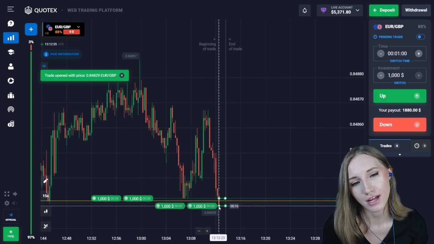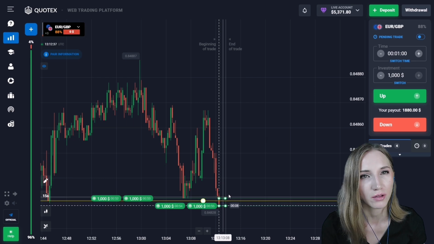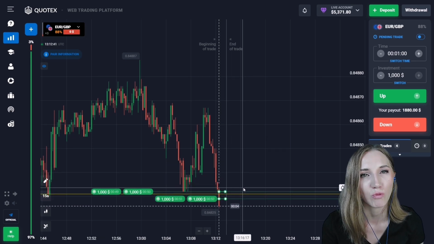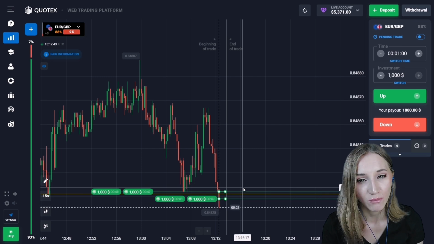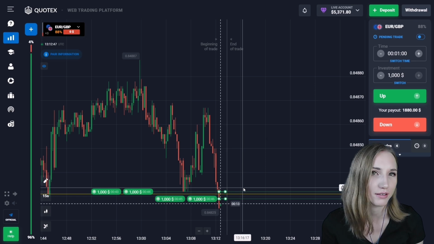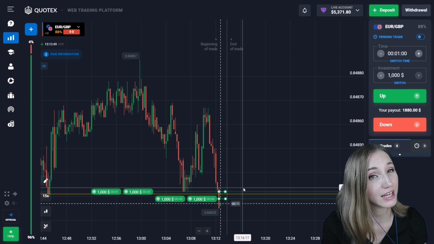I think from this level there will be the retracement, a small pullback up, because I know in most cases after the one-way impulsive movement, there usually is a pullback happening. So let's check.